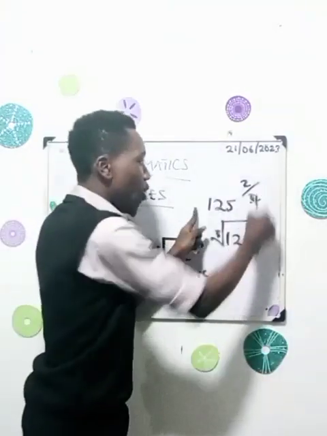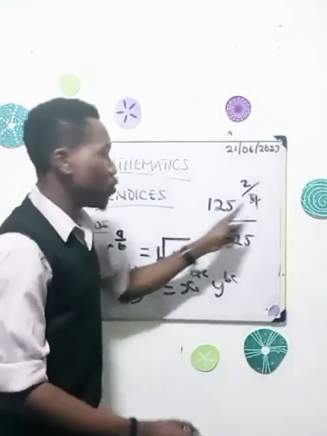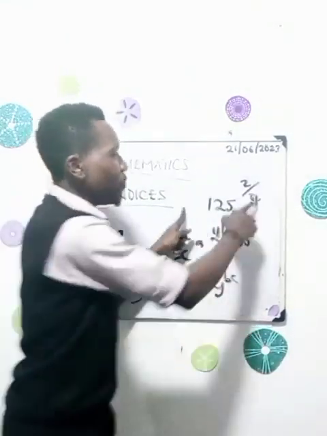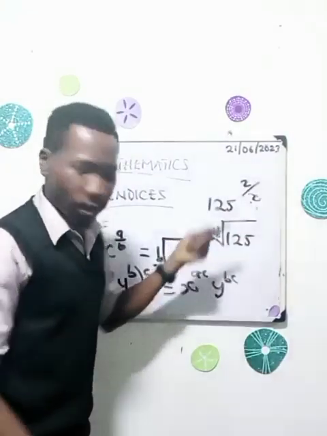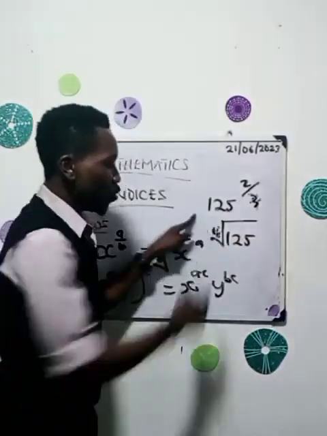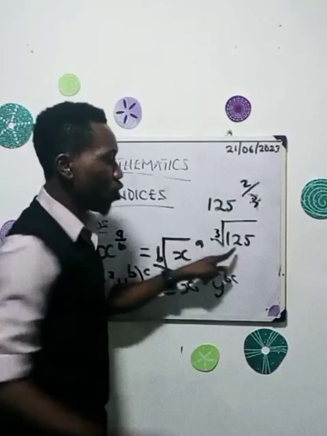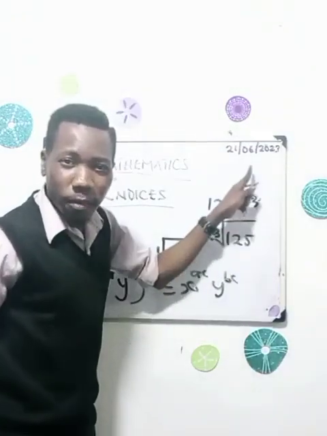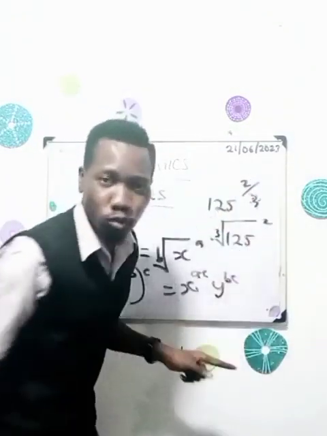If this were to be 4, it will become the 4th root. If this were to be 5, the 5th root. If it is 2, it's the square root. So because we are having 3, we are going to get the cube root of 125 raised to the power of what we have up there, raised to the power 2.